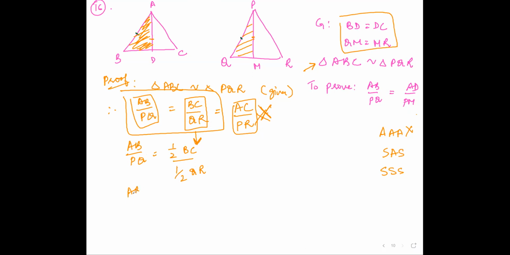Now AB by PQ will be equal to, what is half of BC now? BD, which is actually a side of the small triangle now. Got it? And half of QR, I can take QM. Now you look at your small triangle ABD and PQM. So two sides are in proportion, so at least one angle I need to be equal. Now which angle can I take equal?